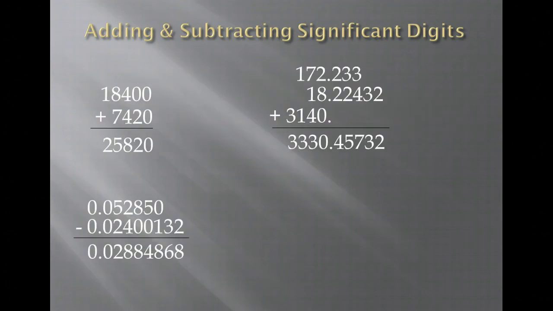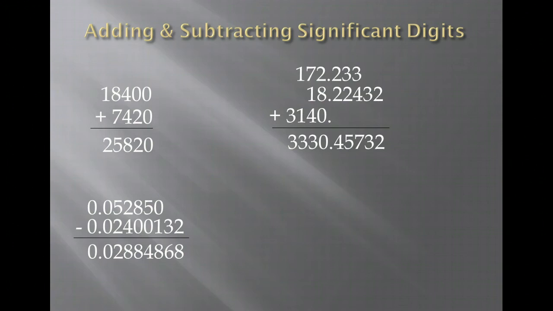In all three of these situations, we have already added the numbers together. The easiest thing to do is to add them like what you did back in elementary school. Put them in the correct positions. So in the first case, you have 18,400, and you're going to add 7,420 to it, and you come up with 25,820.